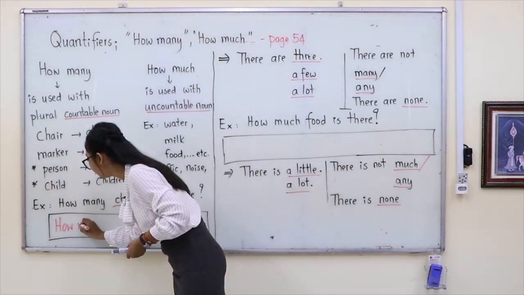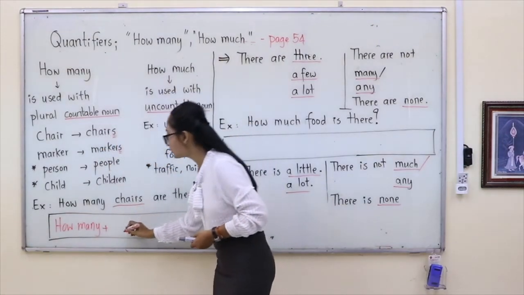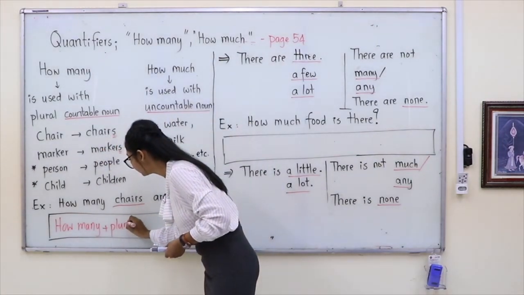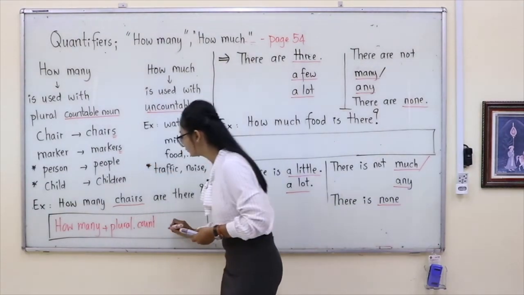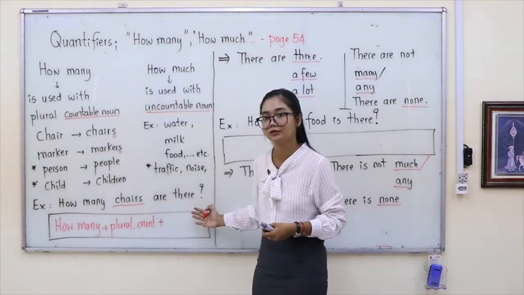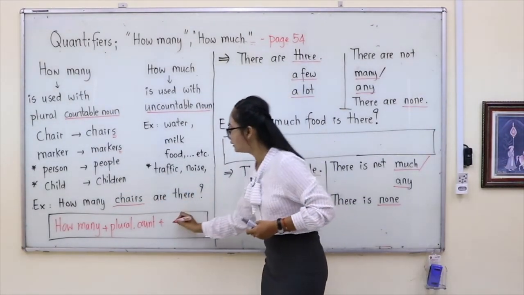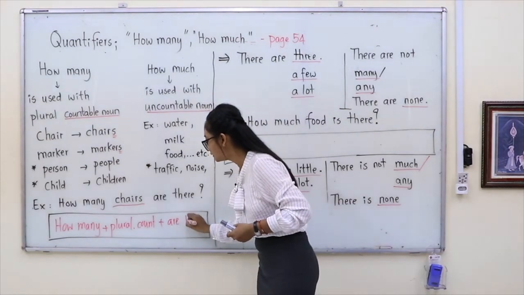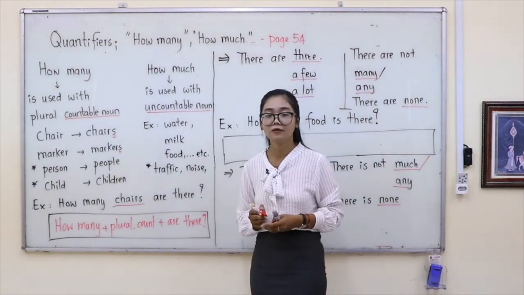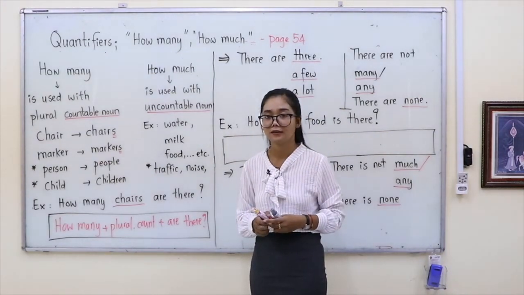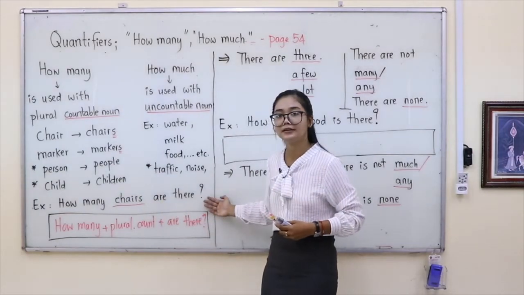So we get how many with a plural countable noun. And what comes after? Remember to use how many with a plural countable noun and the verb be, are there. So that is the form of how many. Alright everyone, I hope you get this one. How many chairs are there?